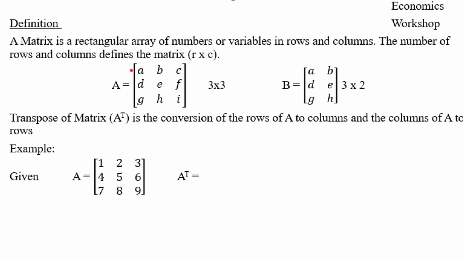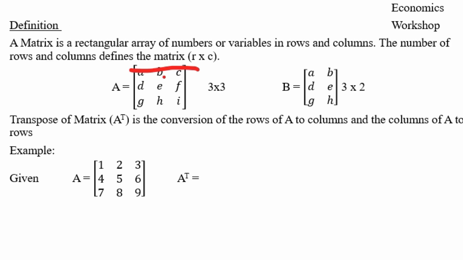This is the row, the numbers here, the variables here are the rows. This is another row, this is another row. So that is the row of a matrix. This is a column, this is a column. That is the column of a matrix.